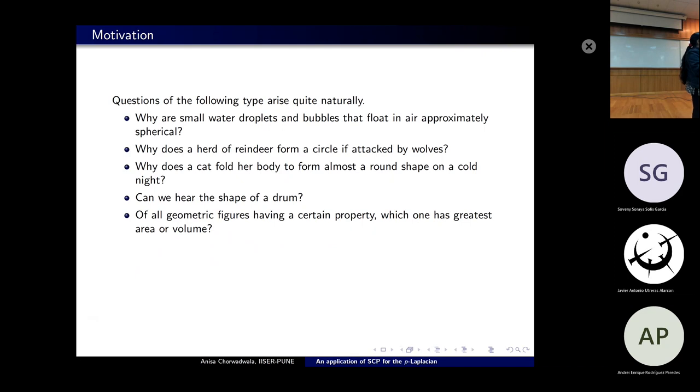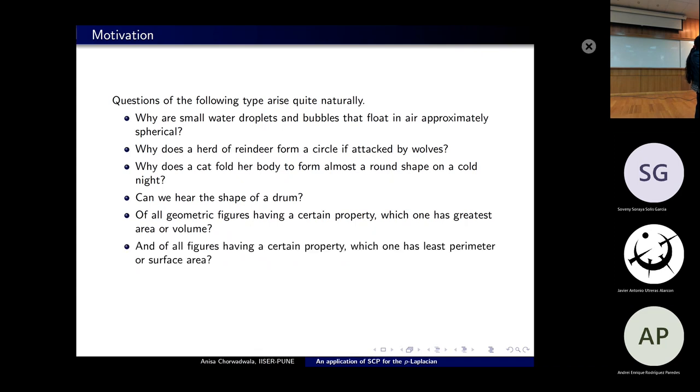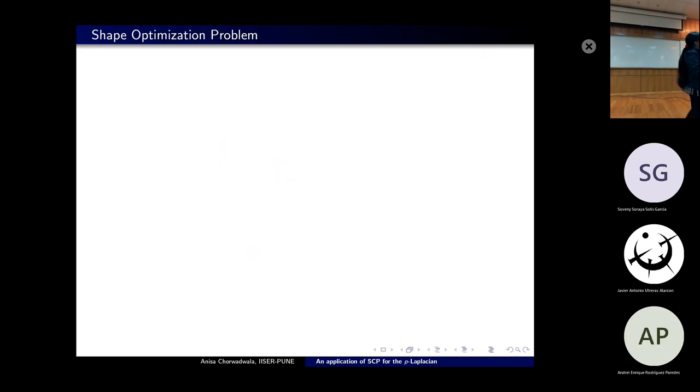And of all geometric figures having a certain property, which one has the greatest area or volume? And a similar question is, of all geometric figures having a certain property, which one has the least perimeter or surface area? And mathematicians have been trying to answer these questions via what are called shape optimization problems.